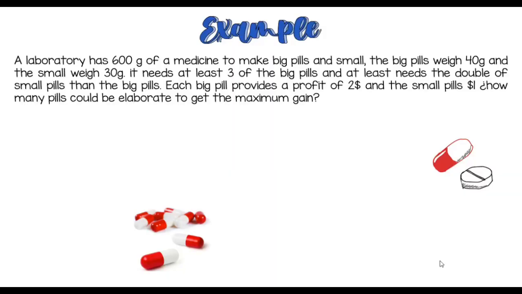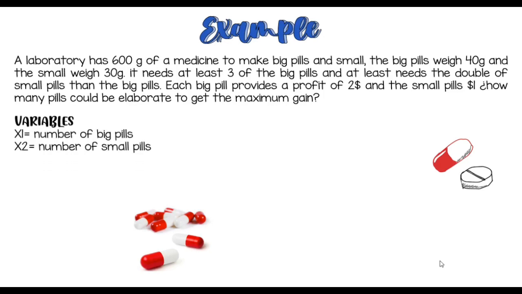To answer an exercise using the graphical method, the exercise says a laboratory has 600 grams of medicine to make big pills and small pills. The big pills weigh 40 grams and the small weigh 30 grams. It needs at least 3 of the big pills and at least double the small pills than the big pills. Each big pill provides a profit of $2 and the small pill $1. How many could be elaborated to get the maximum gain?